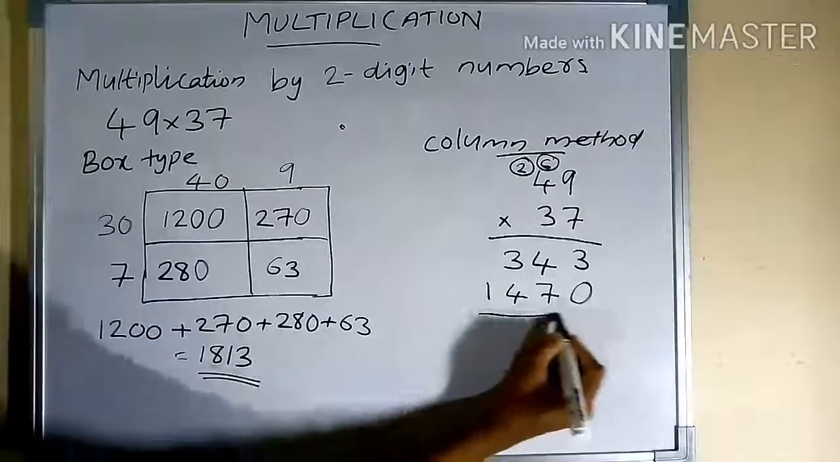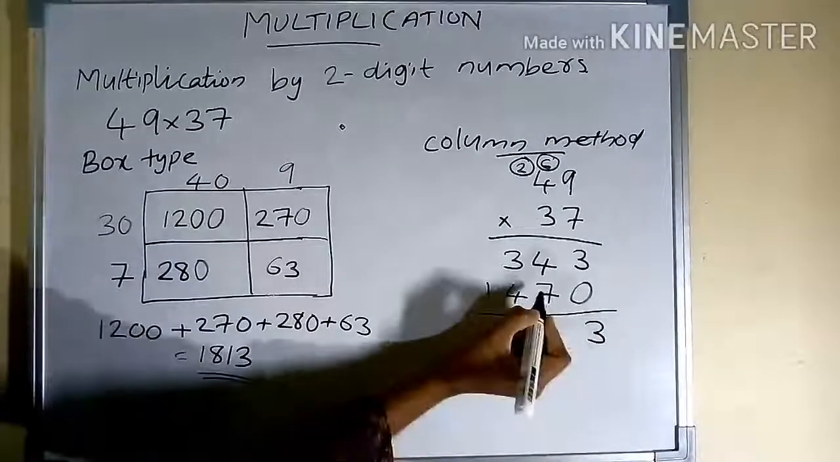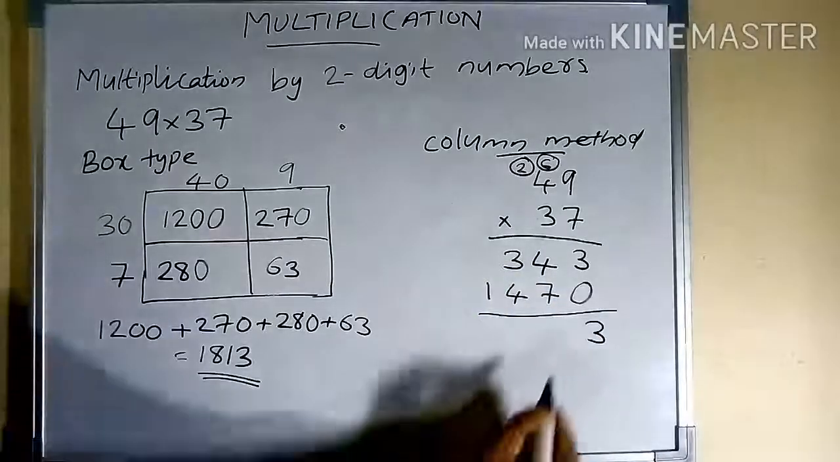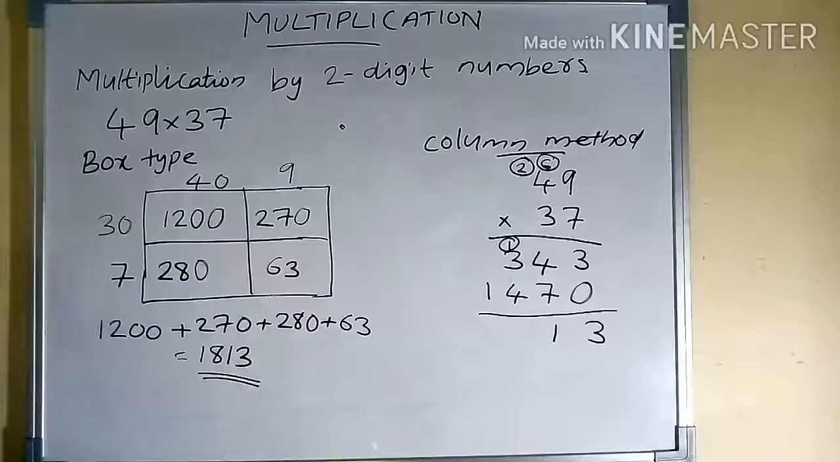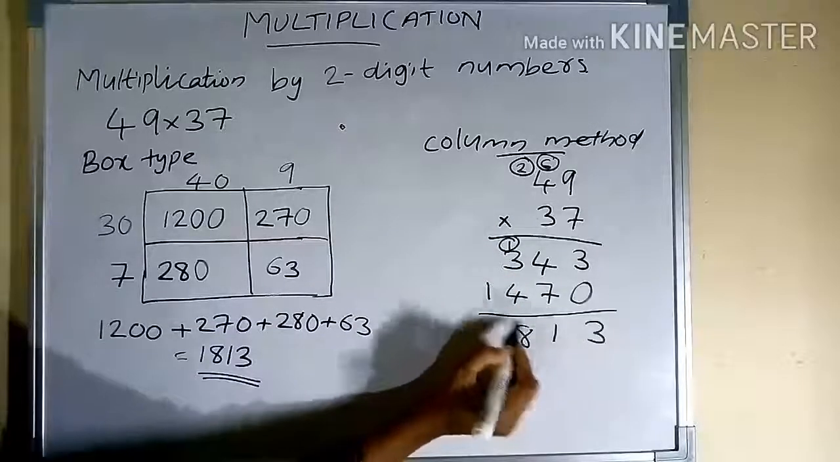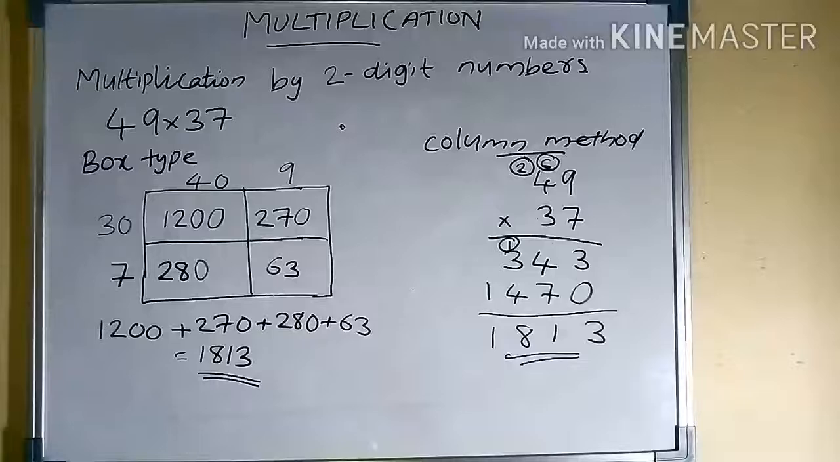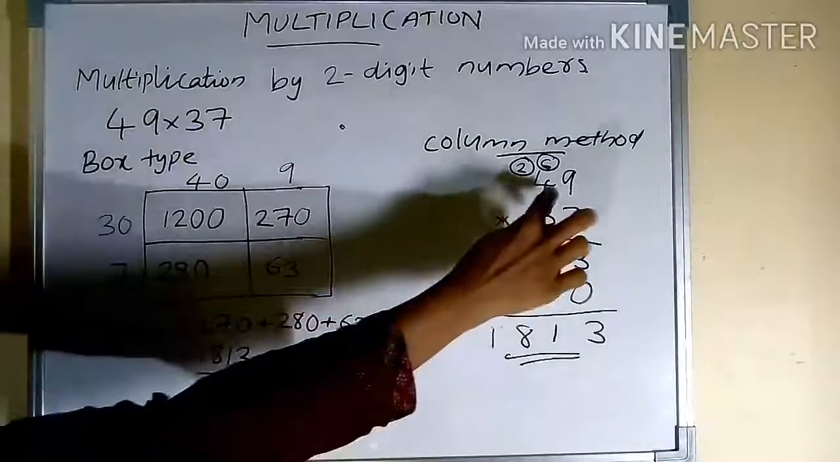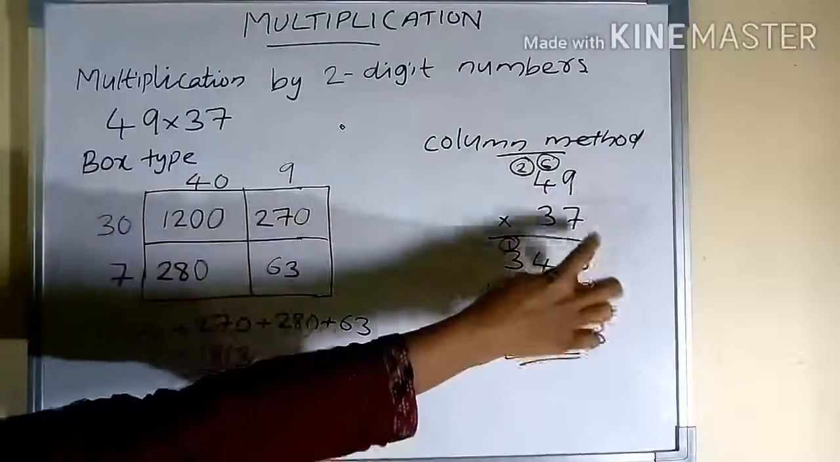Okay. Add these two numbers. 3 plus 0, 3. 7 plus 4, 11. So 1 carried over, 1 here. Okay. Next 4 plus 3, 7. 7 plus 1, 8. 1. So what is the answer? 1813. Same answer.